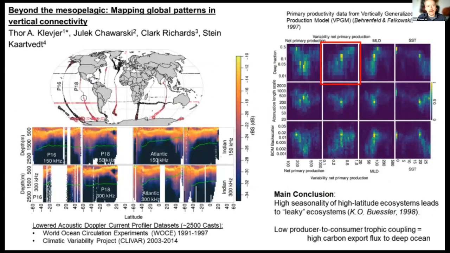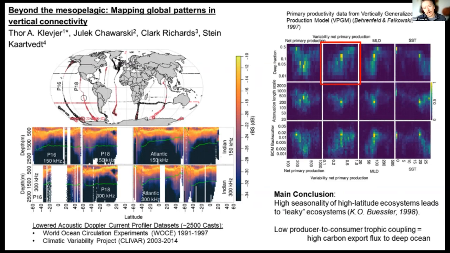And so this led to another study led by my late colleague, Thor Clevier, where we actually decided to dig deeper into that LADCP data and look at global patterns. And so we leveraged these amazing, huge global data sets using the World Ocean Circulation Experiment from 1991 to 1997, and the Climate Variability Project, CLIVAR cruises from 2013 to 2014. And my colleague Thor brilliantly was able to create a relative estimate of backscatter, which really gives us a nice view of the vertical distribution of this kind of fish and metazoan backscatter throughout the world's ocean.